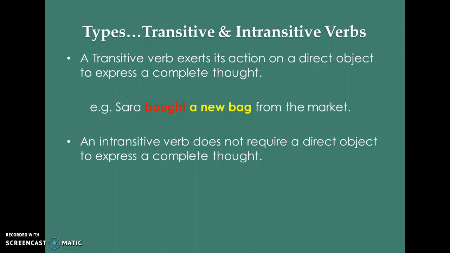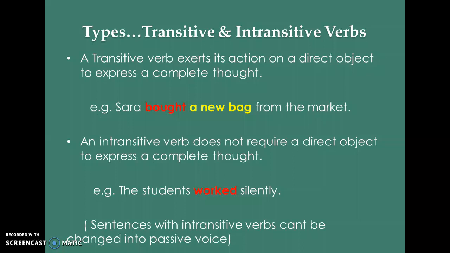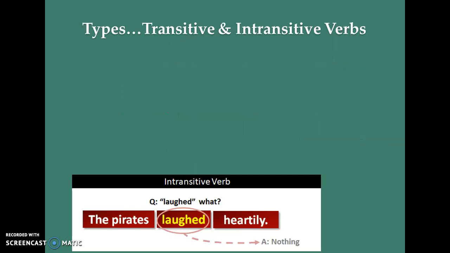Look at the example. Sarah bought a new bag. So bought is a transitive verb because it is taking a direct object, a new bag. The students worked silently. Here worked, you can see, does not have any object in the sentence, so worked is considered an intransitive verb here. Remember, sentences with intransitive verbs cannot be changed into passive voice. Now look at these transitive and intransitive verbs in detail.